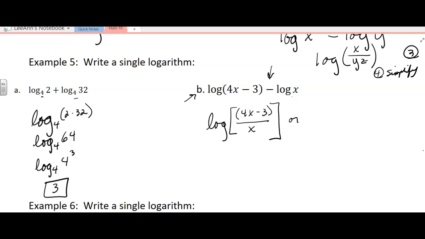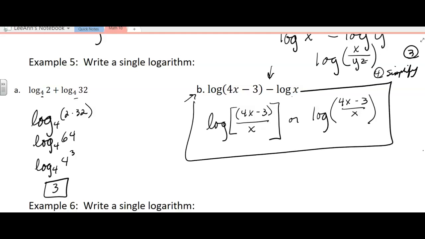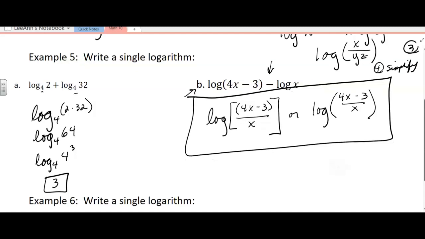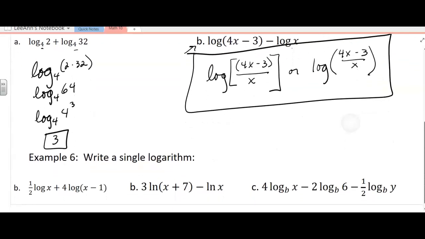So I'll just put or. You could have written this one. You have to have parentheses, but 4x minus 3 over x like that and skipped the brackets. But either way on that, okay? Sometimes the brackets are nice and sometimes we have to have them. But that one you probably could have avoided the square brackets. Okay. But that's what we're doing. There's no simplifying here. That expression inside doesn't simplify.